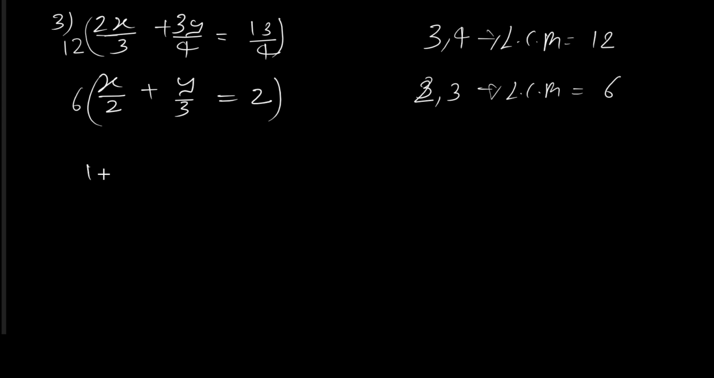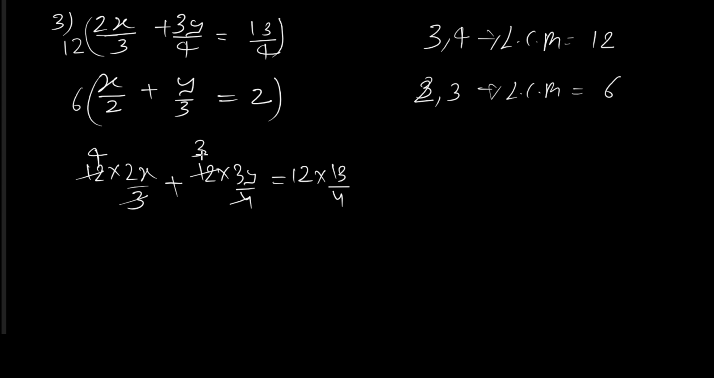So 12 times 2x over 3 plus 12 times 3y over 4 equals 12 times 13 over 4. Here we can cancel 12 by 3. It is 4 times 3 is 12, and 4 times 3 is 12, and 4 times 3 is 12. So we have 8x here plus 9y equals 13 times 3, which is 39.